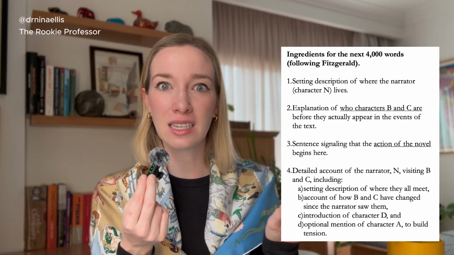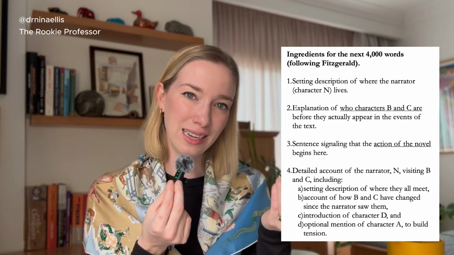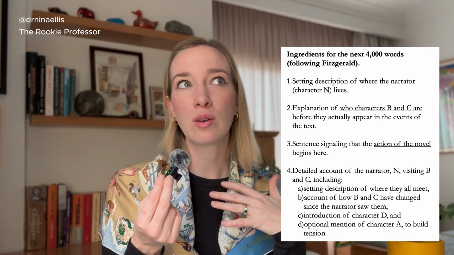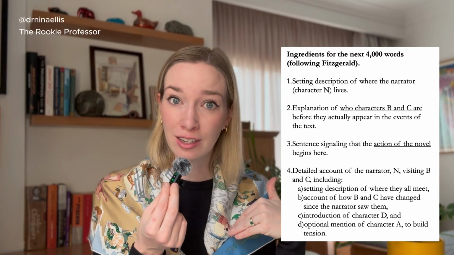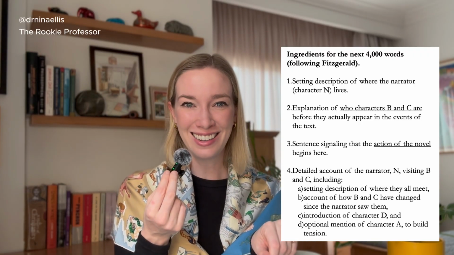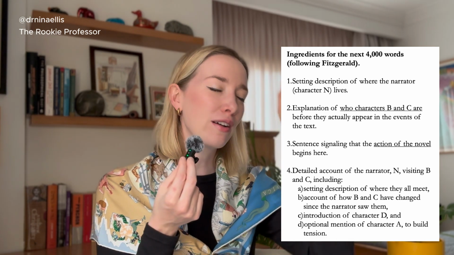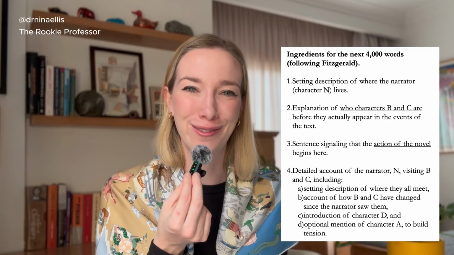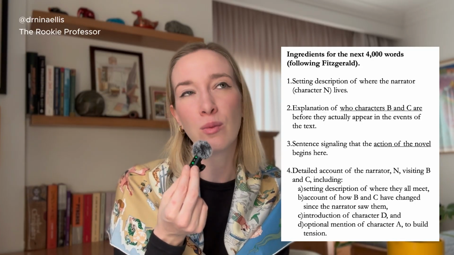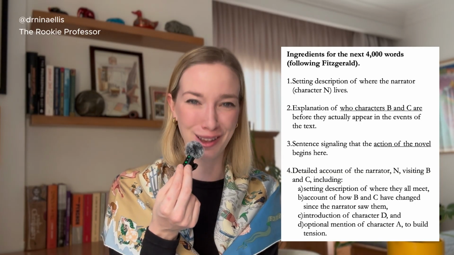You have a sentence signaling that this is where the action of the novel begins. You have a description of the setting where the narrator, character N, is going to meet characters B and C. You have a description of how characters B and C have both changed since the narrator last saw them. You have the introduction of character D. You have a mention of character A, the protagonist, which builds mystery. And then you have a long description of the meeting between character N and characters B and C, at which character D can also be present, if that makes sense in the sequence of events of your novel.